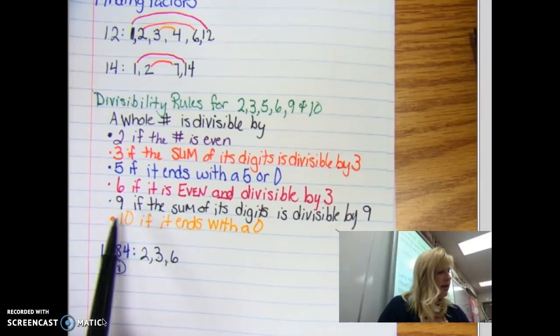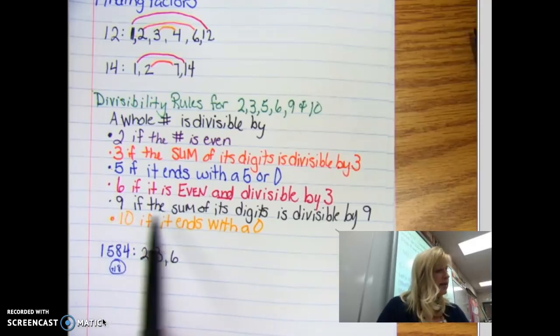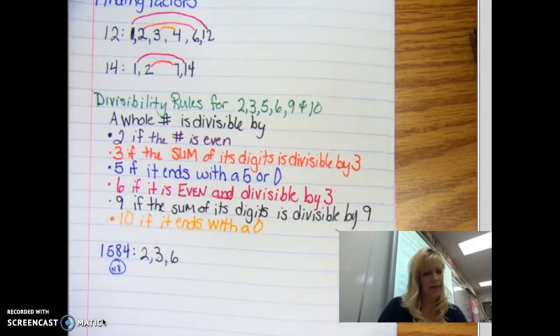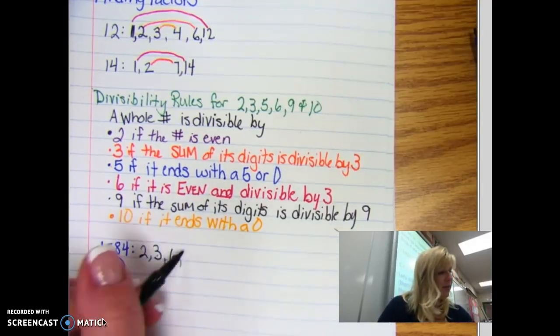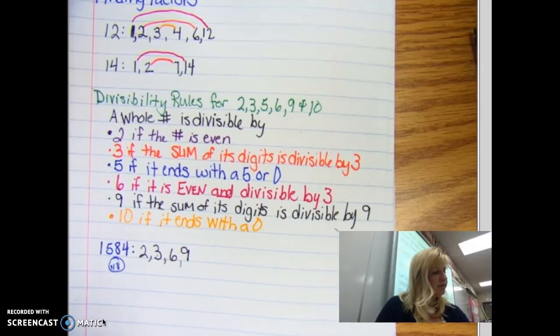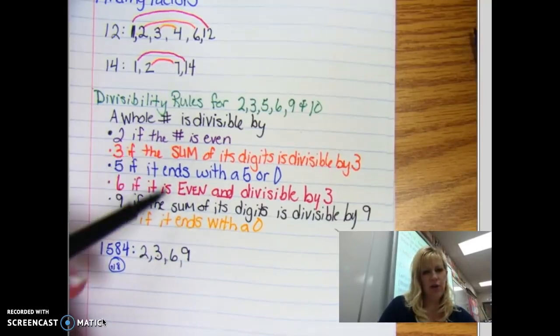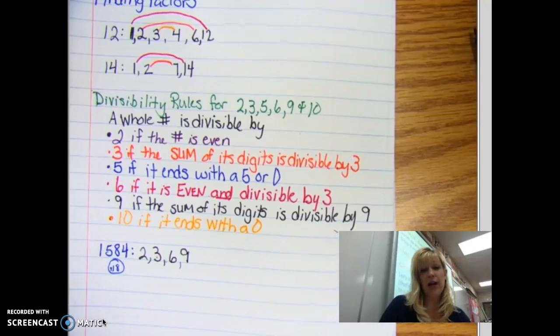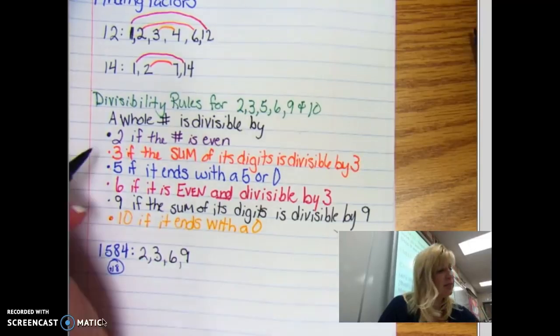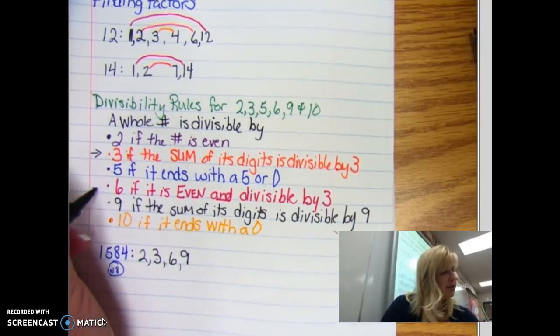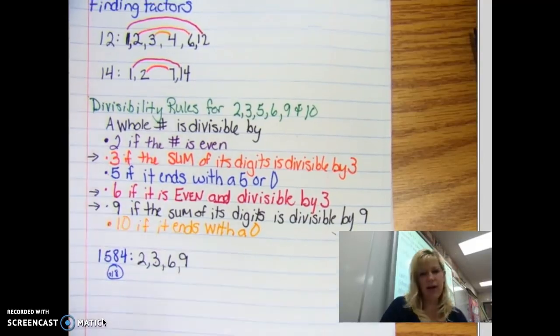All right, is it divisible by 9? Is the sum of the digits divisible by 9? Well, the sum of the digits is 18. So yes, it is divisible by 9. What about 10? Nope, it does not end with a 0, therefore it is not divisible by 10. This is a good piece to have out when you're doing these questions on your assignment and on your test. I would try to commit them to memory, especially this one, the 6, 3, 6, and 9. They're not as well known, but they're very, very handy to know.